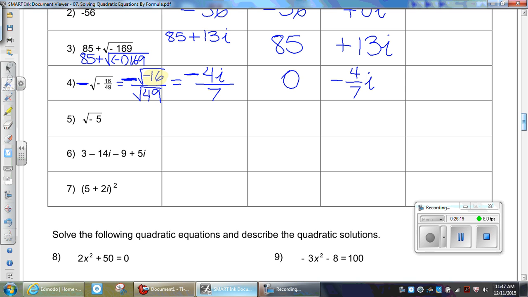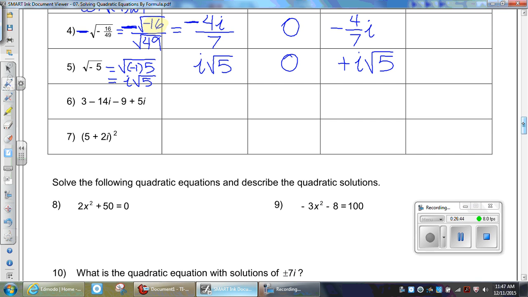Next one, 5 does not have an exact square root. So all I can do here is just get rid of the negative by taking the square root of i and then the square root of 5. The 5 will remain inside the radical. Still, the real part is 0. The imaginary part is positive i square root of 5. For number 6, the next problem, we're going to combine like terms. So 3 minus 9 is negative 6. 14i plus 5i is negative 9i.